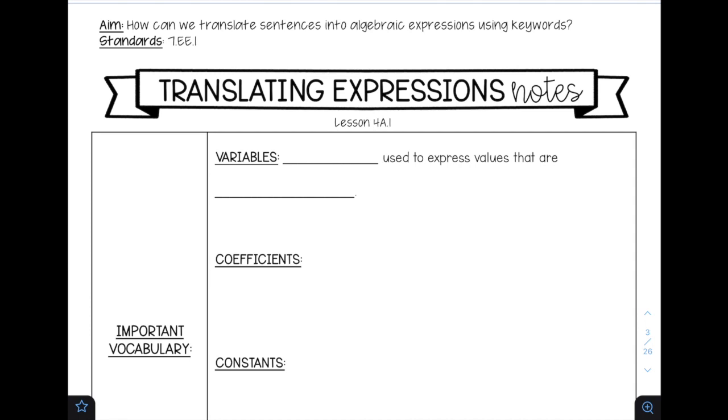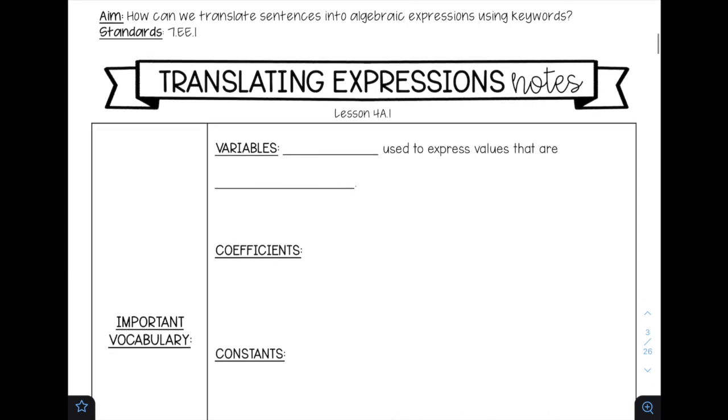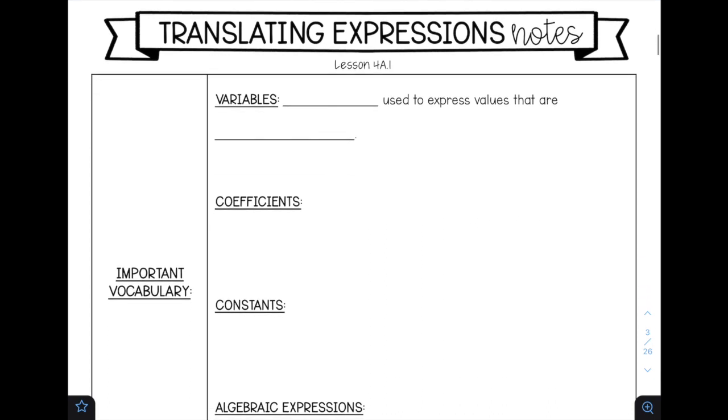So, today we're going to be learning about translating expressions. Our aim for our first lesson in Unit 4 is how can we translate sentences into algebraic expressions using keywords. So, the first thing we want to do is just go over some important vocabulary words. Variables is going to be a huge word that we see multiple times throughout this unit, and we've already seen it even before, even in 6th grade.